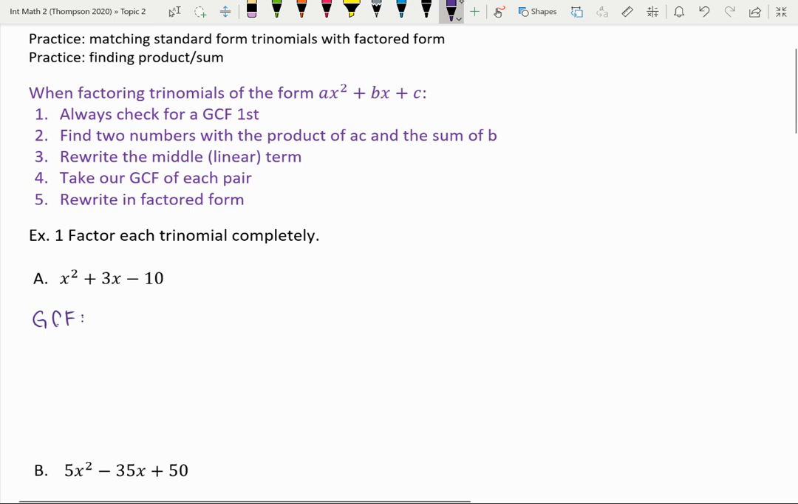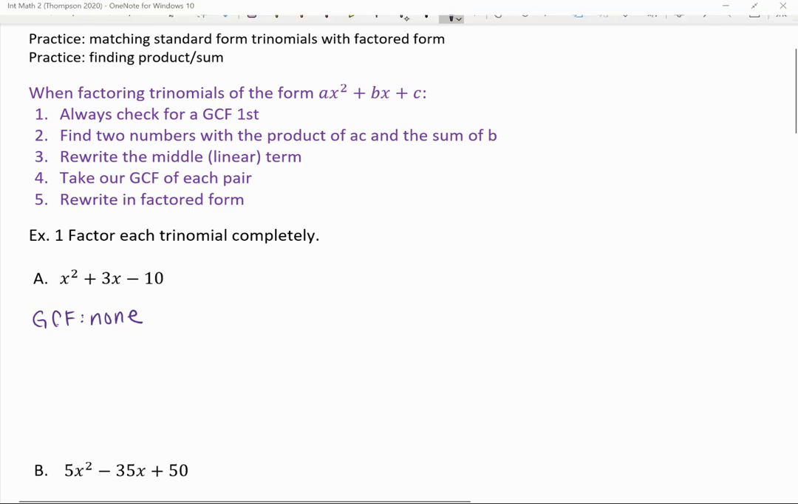So I've got an x squared and a 3x and a minus 10. I check the numbers first. I have a 1 and a 3 and a minus 10. There's actually no number that goes into 1, 3, and 10 other than 1. Then I can look at the variables: x squared, x, and no variable. There's also not a variable I can take out. So for this problem, there is no GCF.